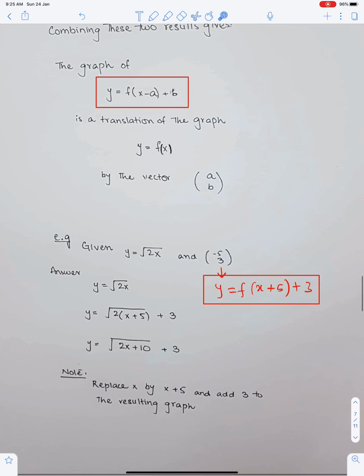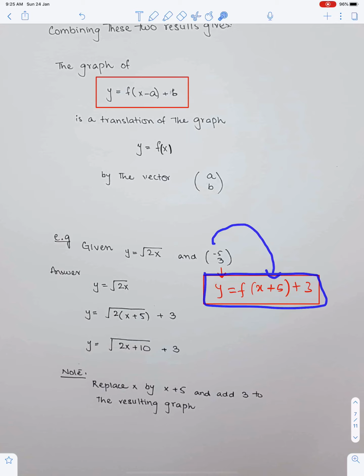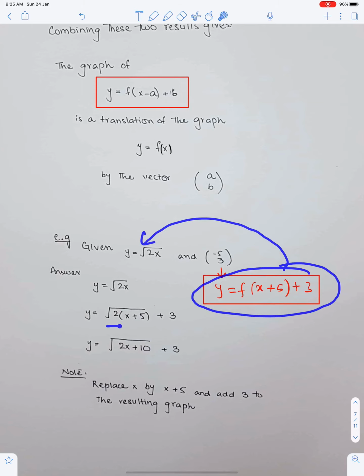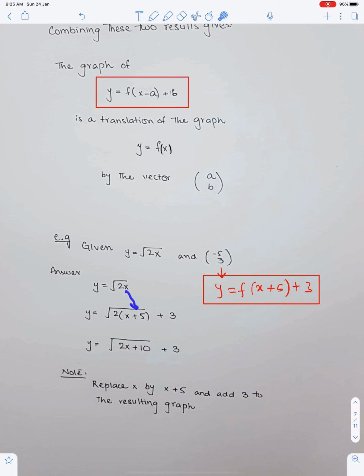Example: this is the equation of the object, and this is the combined translation vector. Find the equation of the resulting graph. This will be the equation of the resulting graph because this is minus 5, so this will become plus 5, and this 3 is here. So by applying this equation onto this equation, we have this thing. x will become x plus 5 and 3 is here. And this is the equation of the resulting graph. Note: replace x by x plus 5 and add 3 to the resulting graph.